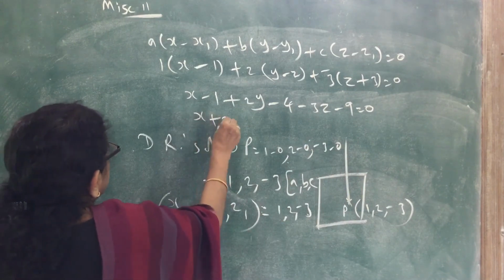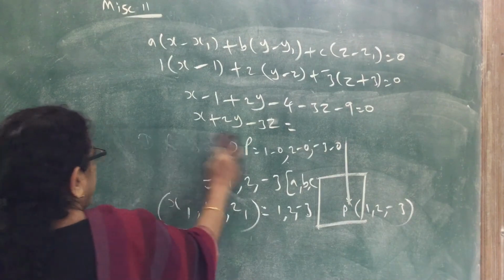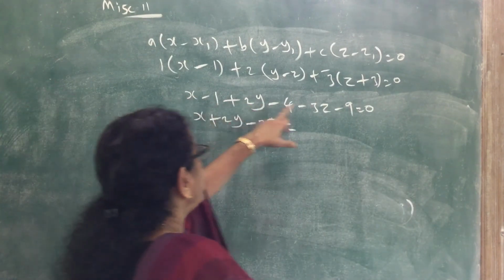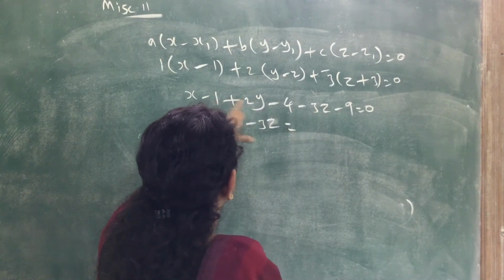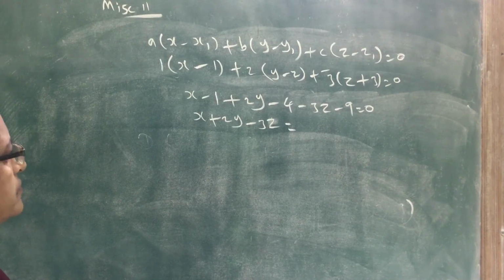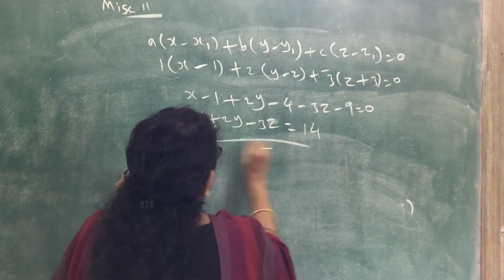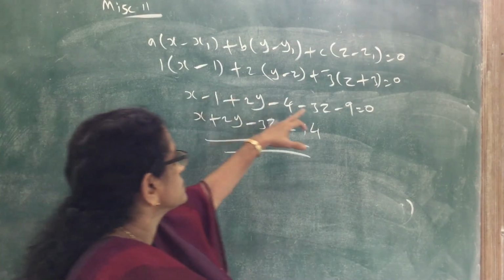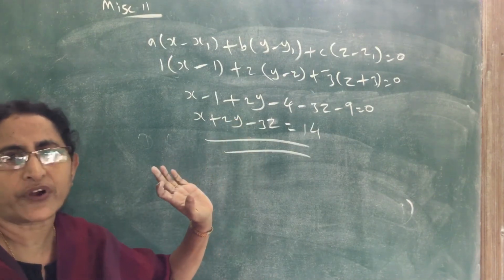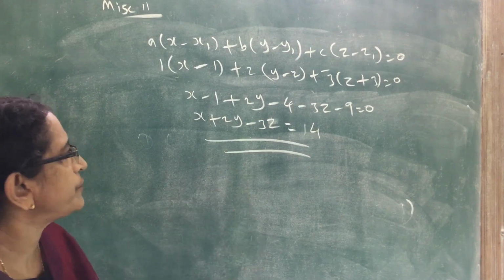That is x plus 2y minus 3z equal to minus 1 minus 4 minus 5 minus 9, 40 minus 40, so equal to 40. So x plus 2y minus 3z equal to 40. That is the equation of the plane. X plus 2y minus 3z equal to 40. Okay.